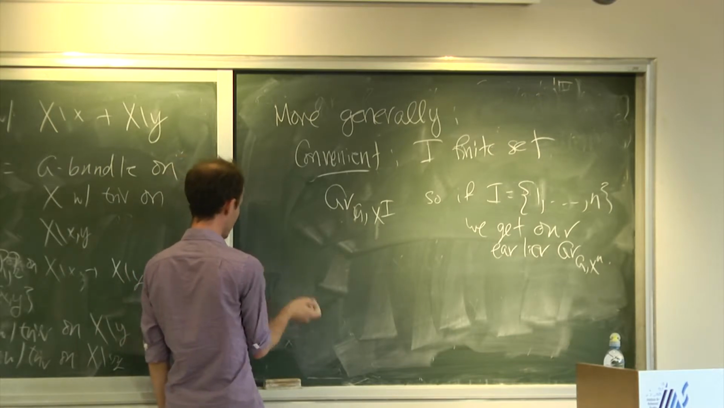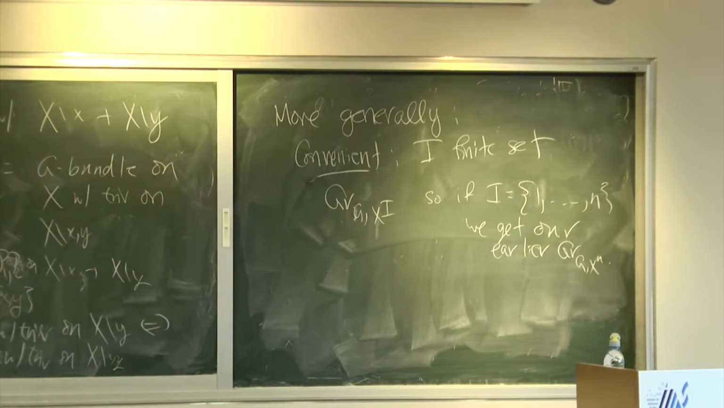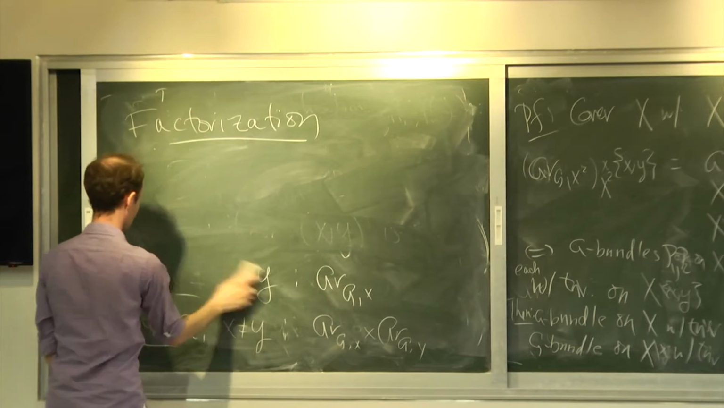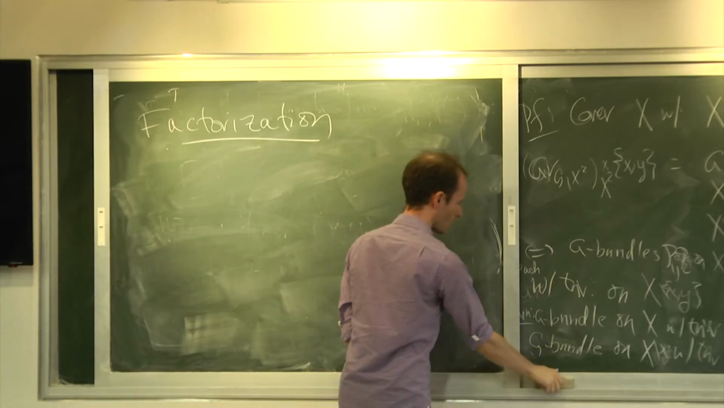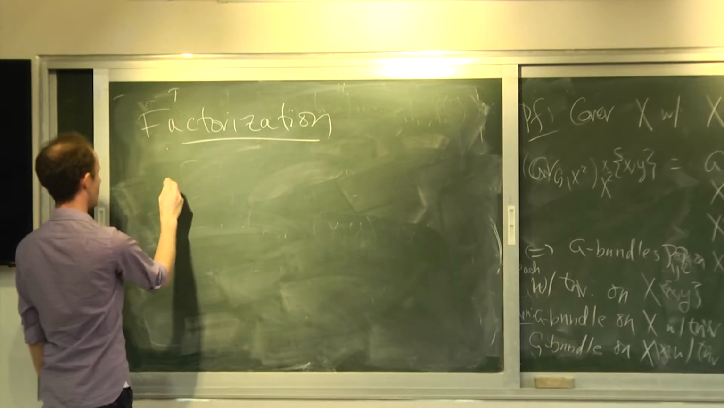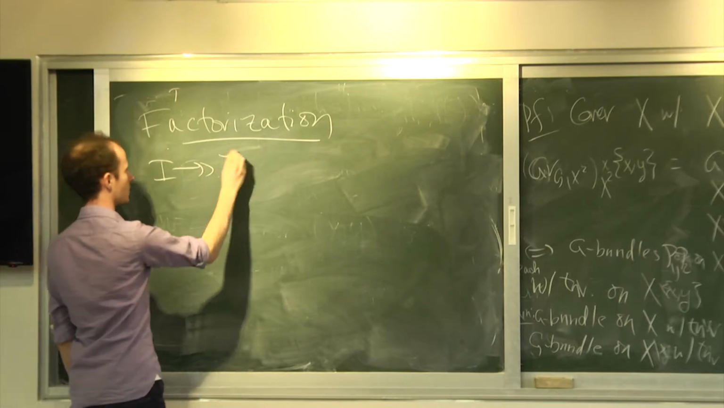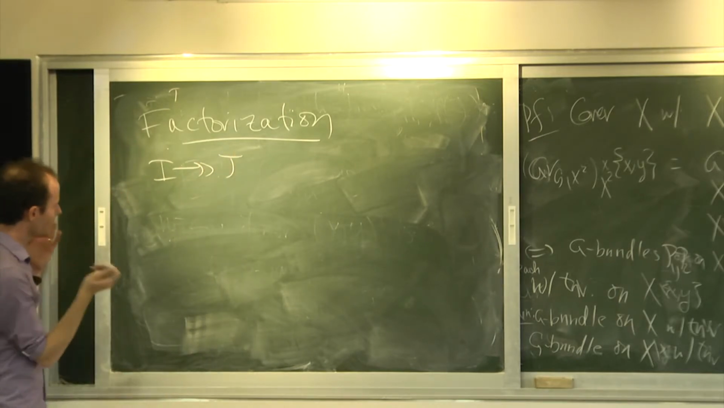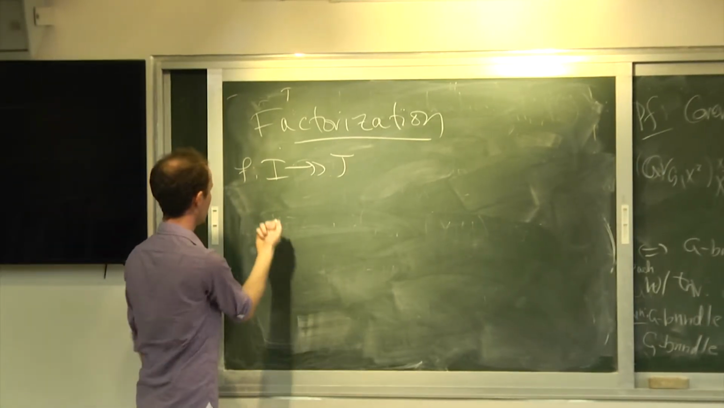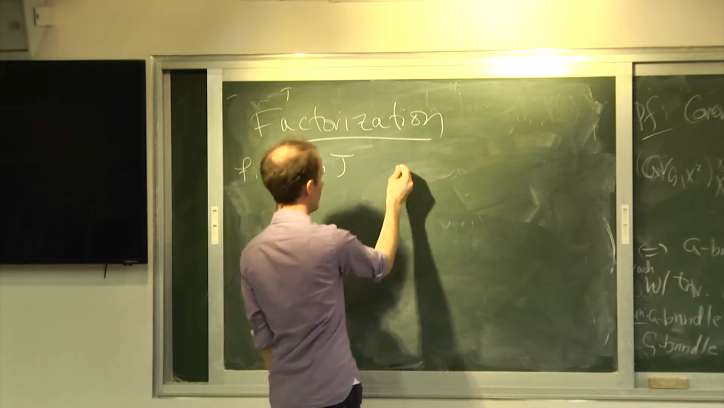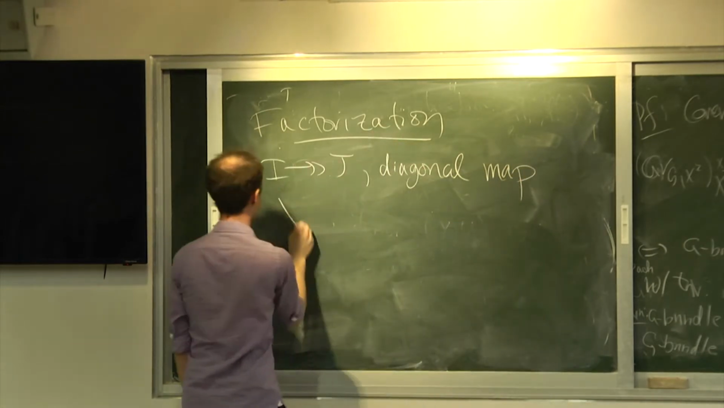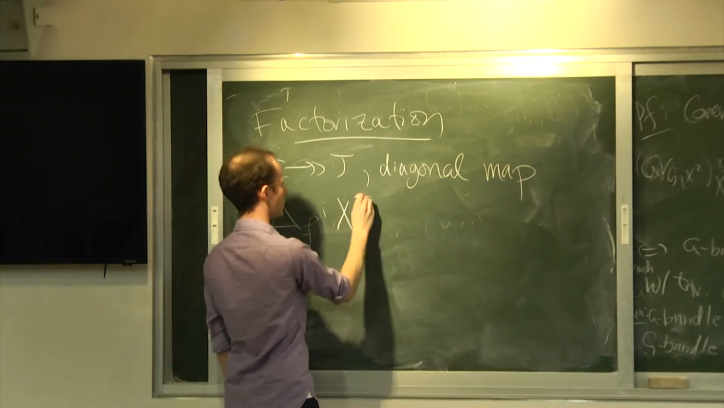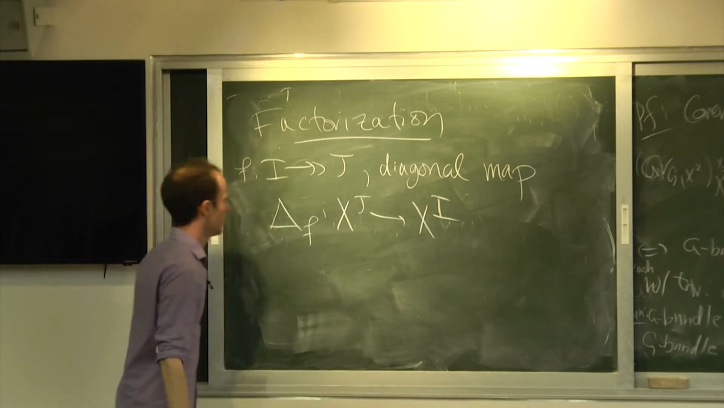So then it's easier to say what the combinatorial pattern is that the affine Grassmannian satisfies. The first thing to note is that it's going to be kind of formal, and then I'll explain it. If f is a surjective map from I to J, there's a diagonal map delta_f from X^J to X^I.